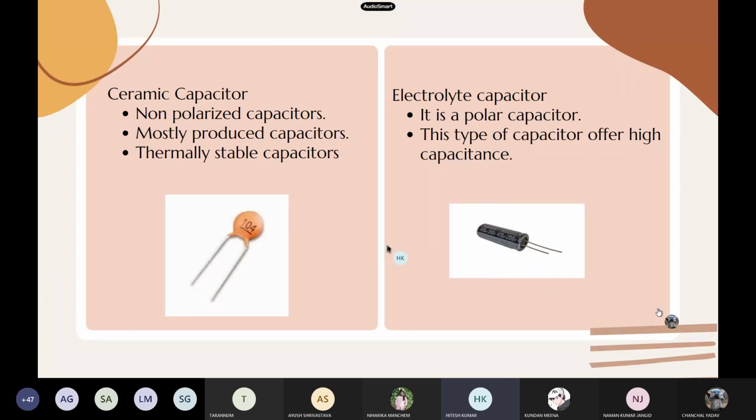By these points, you can get an idea where the ceramic capacitors are used and where the electrolytic capacitors are used. You can write their uses in the chat box. I will give the answer after my part is complete.